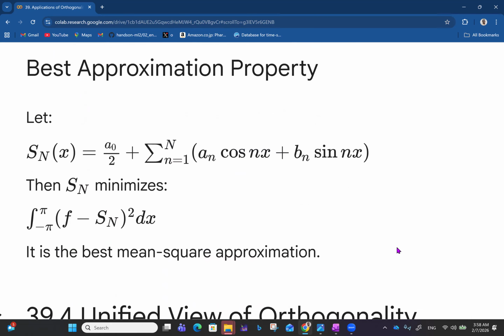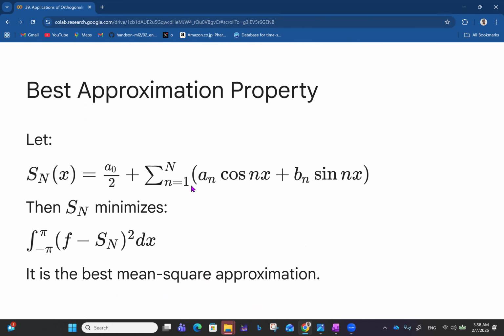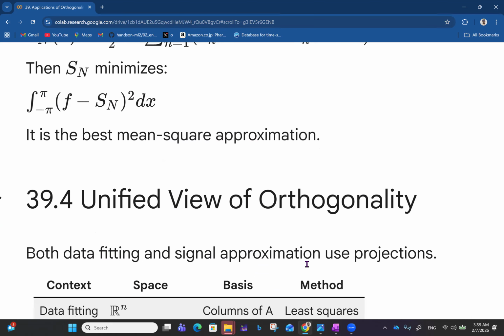Then we talk about the best approximation property. Let Sn of x be a naught over 2 plus the summation from n equals 1 to n of an cos nx plus bn sin nx. Then Sn minimizes the integral from minus pi to pi of f minus Sn squared dx. It is the best mean square approximation. So you have mean square approximation coming here.